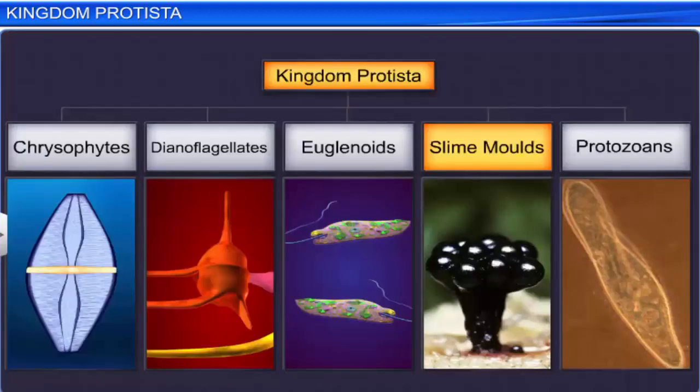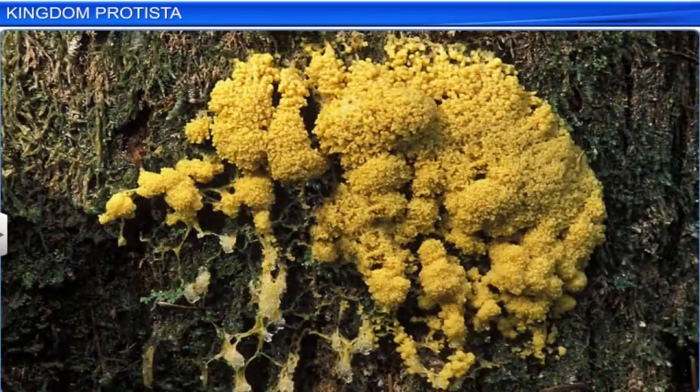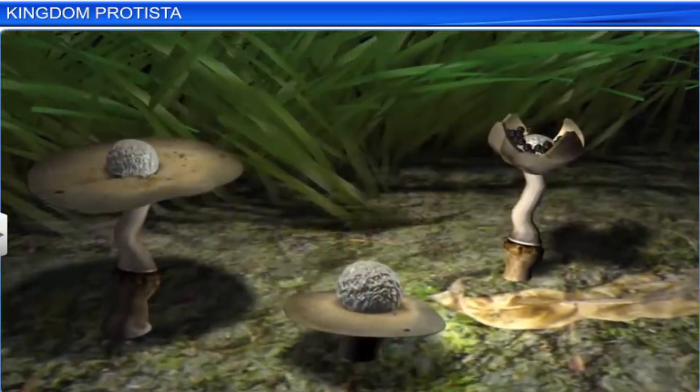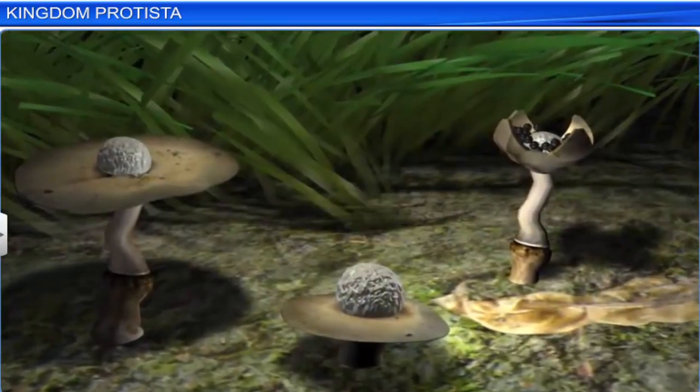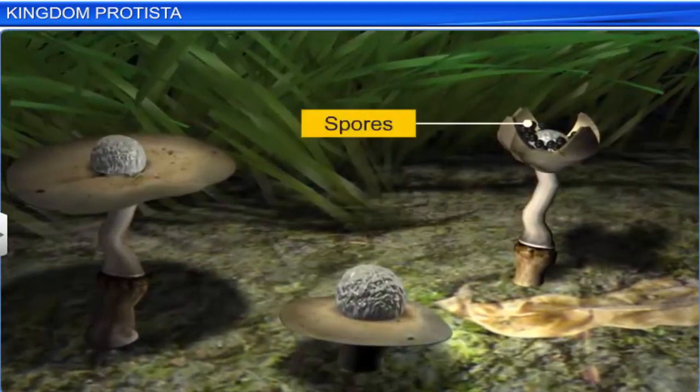Slime molds are saprophytic protists, that is, they live on dead organic matter. They form a huge aggregation called plasmodium. However, during unfavorable conditions, this plasmodium differentiates and forms spores that possess true walls. These spores are so resistant that they can survive for years under adverse conditions.